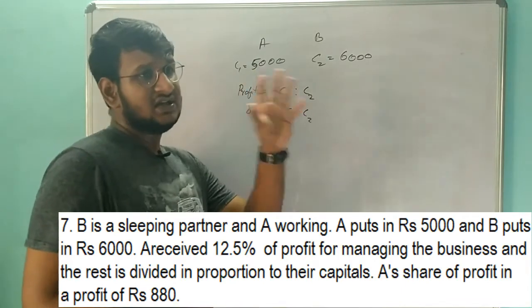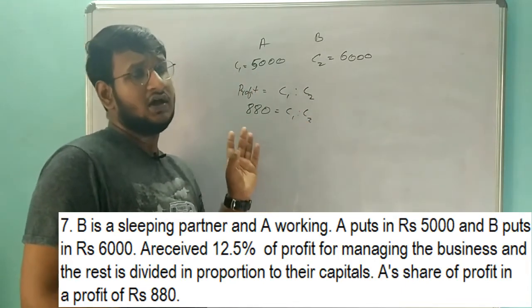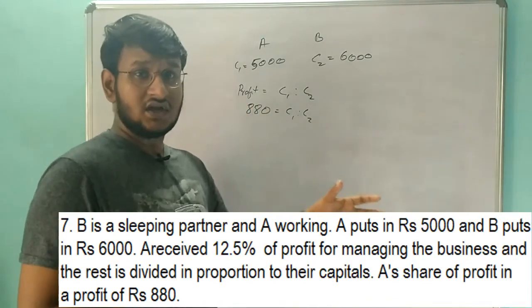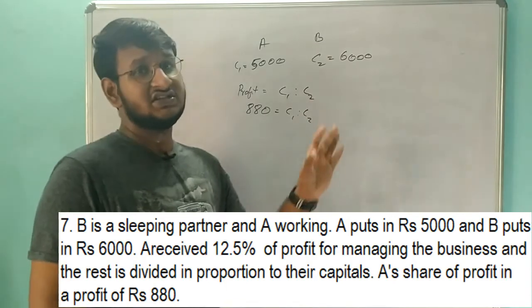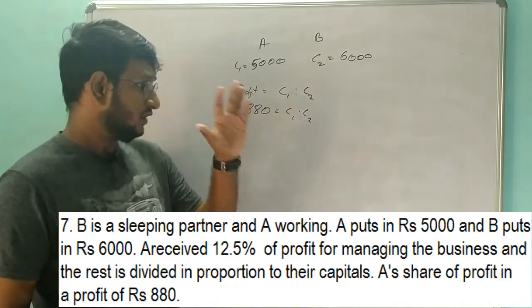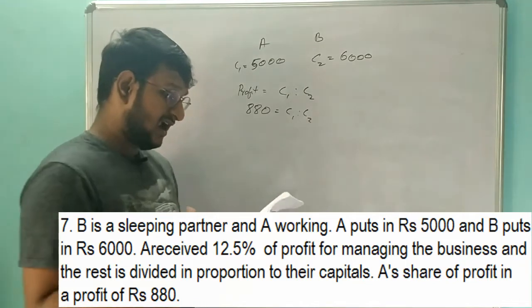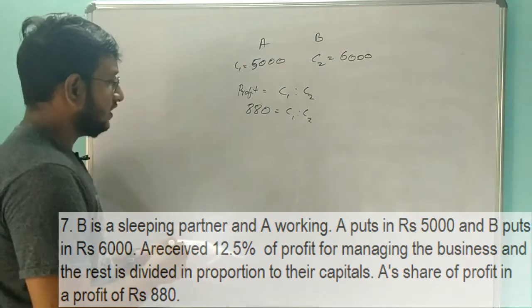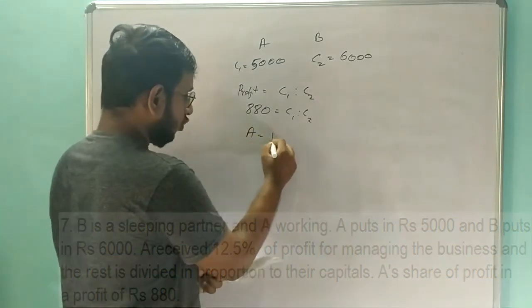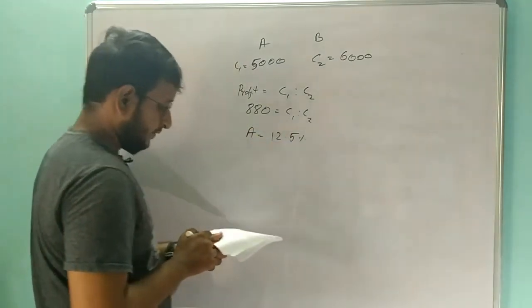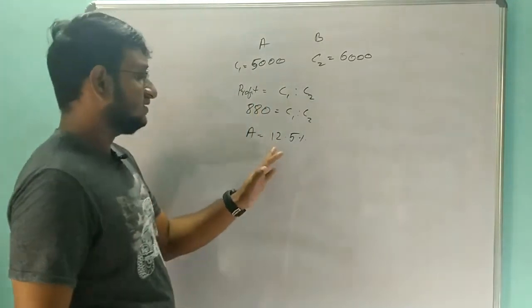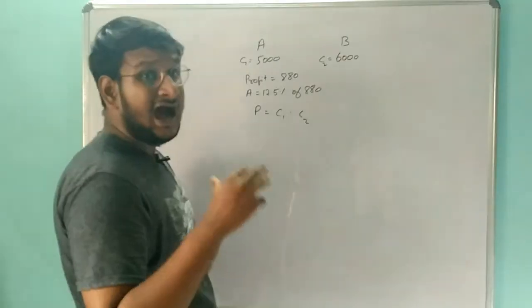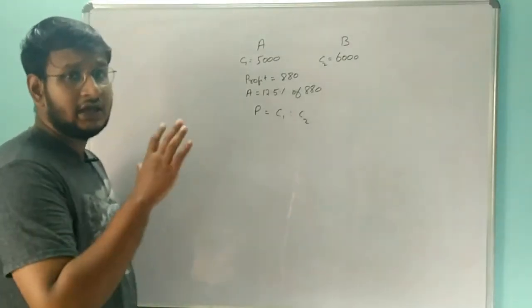So in that case, a certain amount of profit will be given exclusively to the partner who is managing all the administration and business problems. In this case, B is a sleeping partner, and A received 12.5% of the profit for managing the business. So in the total profit, A has received 12.5% for his work in managing the business. And the remaining amount only we will be dividing between A and B.